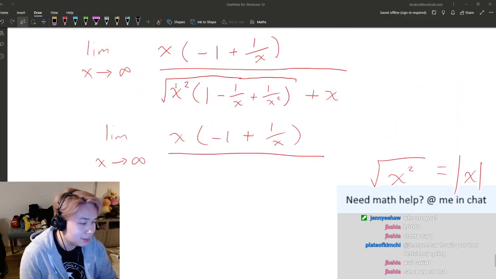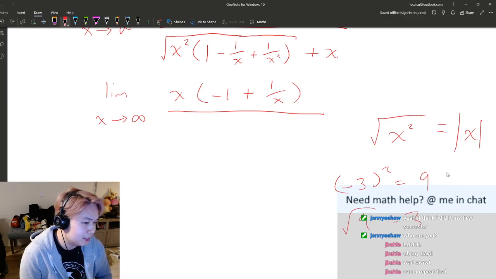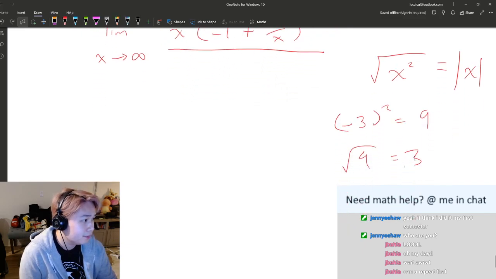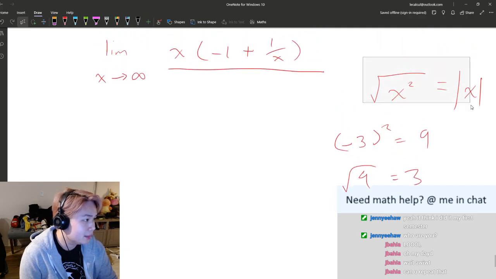Okay, when you square root an x squared, it's not just x, it's absolute value of x. Oh, thank you, Jenny. Because if x, for example, let's say x is negative 3, right? When you square it, you get 9. And then if you square root 9, it's positive 3. So even though you started with a negative, you squared it and then you square root it, you get the positive version. So you need to be aware of this.